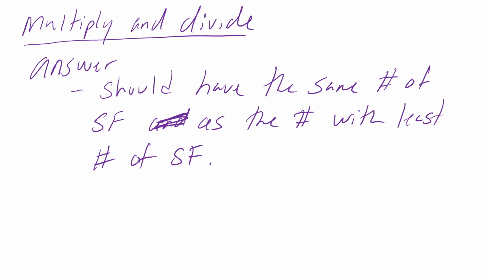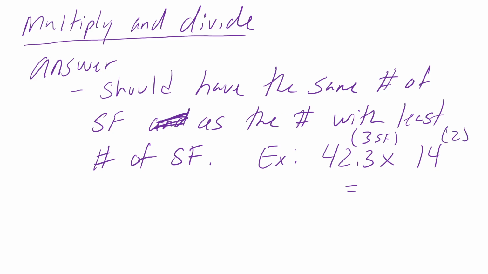That means that if we took, for example, a calculation like 42.3 times 14, we want to look at the significant figures in each of the numbers, since we are multiplying. So we're looking at significant figures for our answer. This guy here has 3 significant figures. This guy here has 2 significant figures. And that means that our answer really should end up with 2 significant figures.